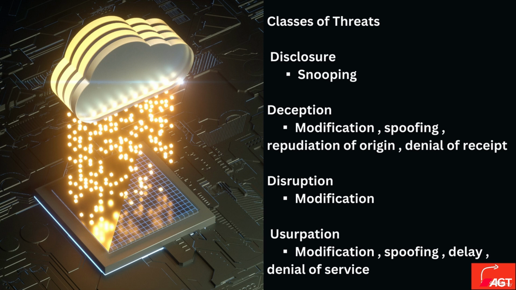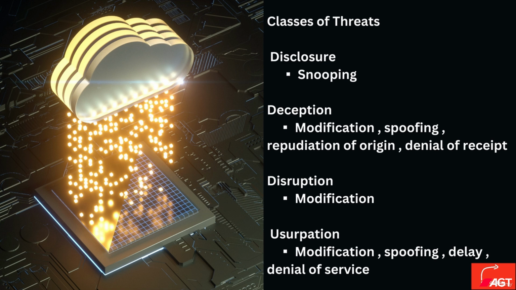Threats from illegal use of resources and data stored in the cloud are known as usurpation threats. Threats of usurpation can come in a variety of shapes and sizes, including alteration, spoofing, delay, and denial of service. Threats of usurpation aim to jeopardize the availability, confidentiality, and integrity of information and resources. One of the most frequent types of usurpation threats is modification attacks.